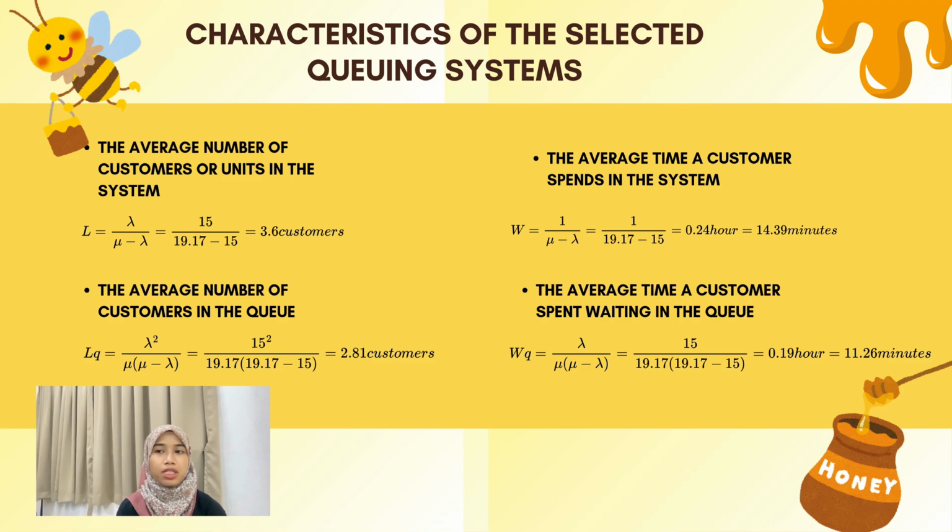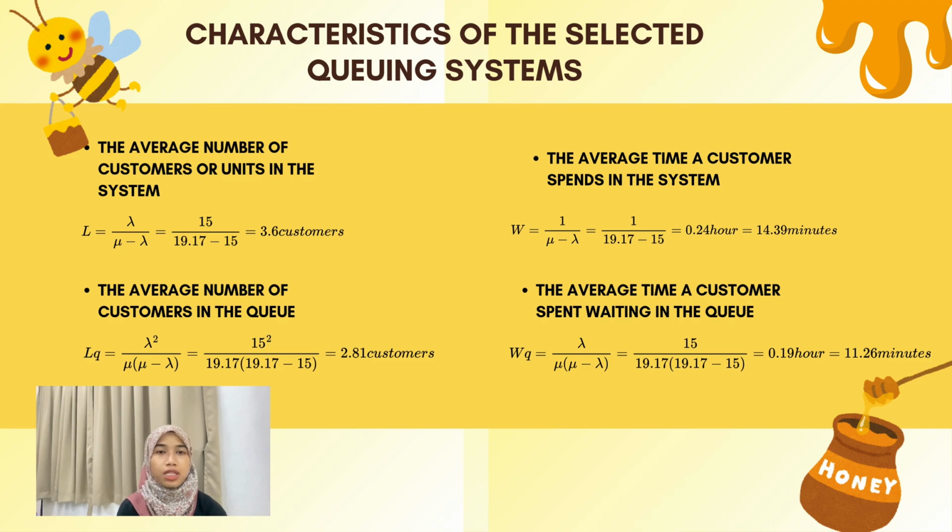Second, the average number of customers in the queue. Formula of LQ equal to lambda squared over mu bracket mu minus lambda, equal to 15 squared over 19.17 bracket 19.17 minus 15. So we got LQ equal to 2.81 customers.